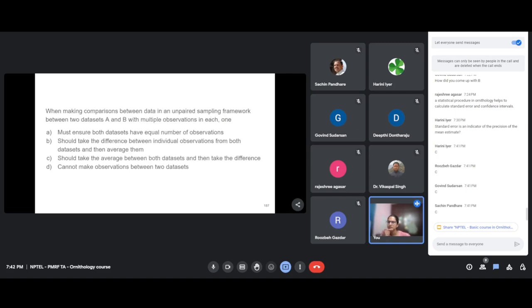Okay, so when you're making comparisons between data in an unpaired sampling framework between two data sets A and B with multiple observations in each, one must ensure that both data sets have an equal number of observations, or one should take the difference between the observations from both data sets and then average them, or one should take the average of both data sets and then take the difference, or you cannot make observations between two data sets like this.